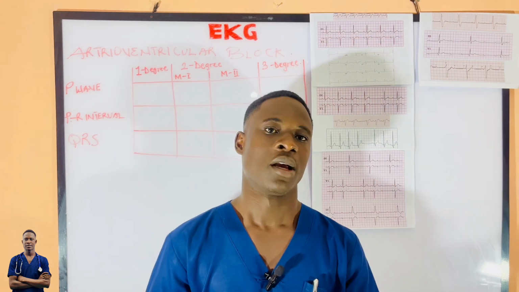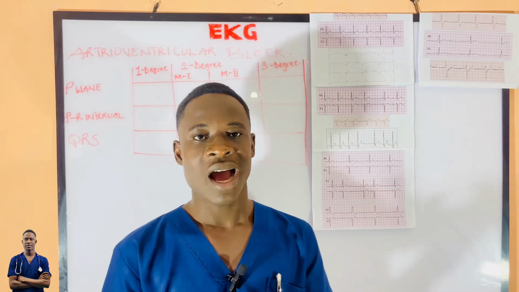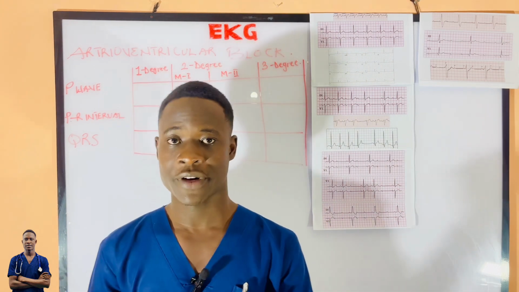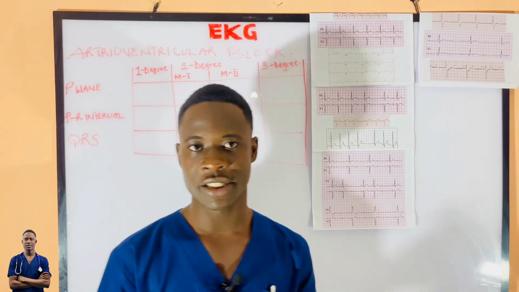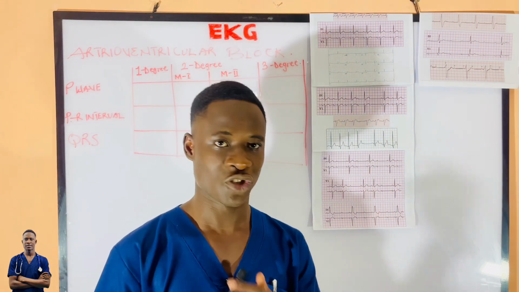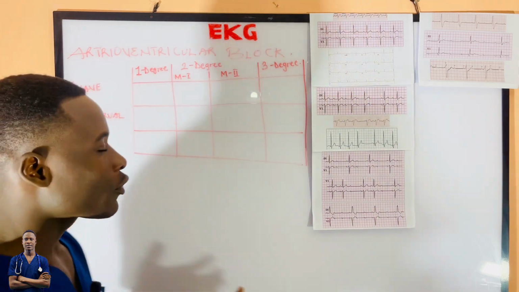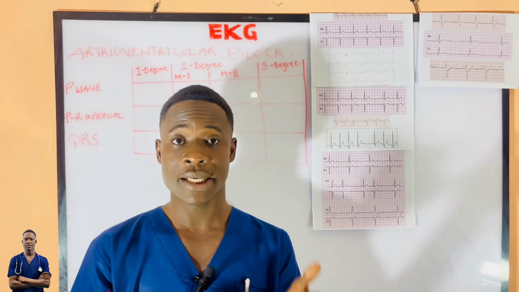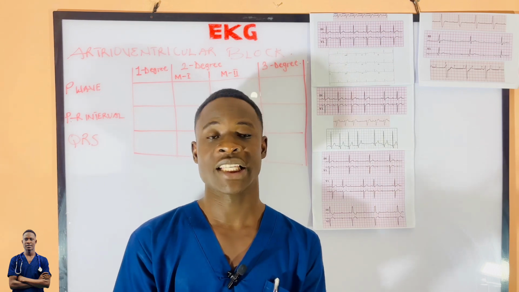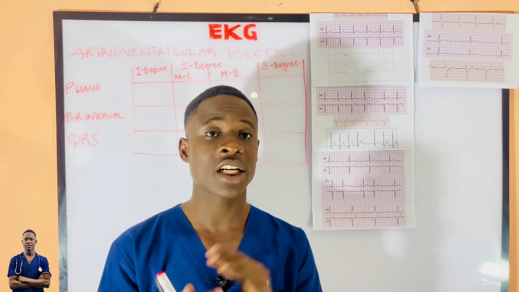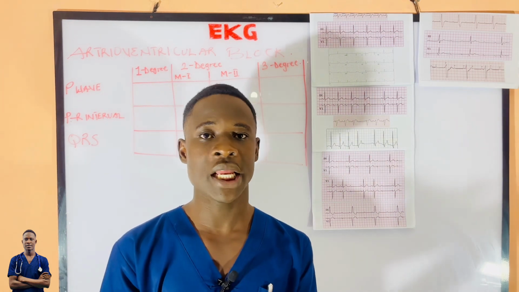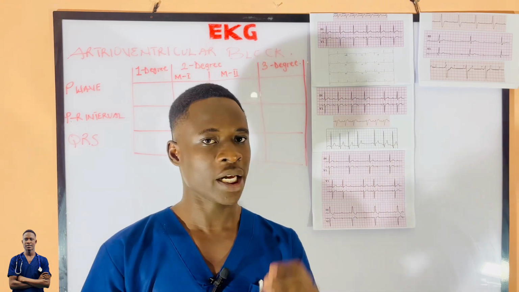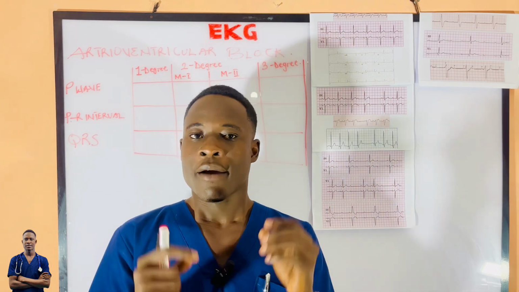Today we are going to talk about how to identify atrioventricular block on the EKG graph. It is very simple, so be with me. Now, when we talk of atrioventricular block, what is it? Atrioventricular block is a condition in which there's a delay in the transmission of the electrical impulses generated in the sinus node into the ventricles.